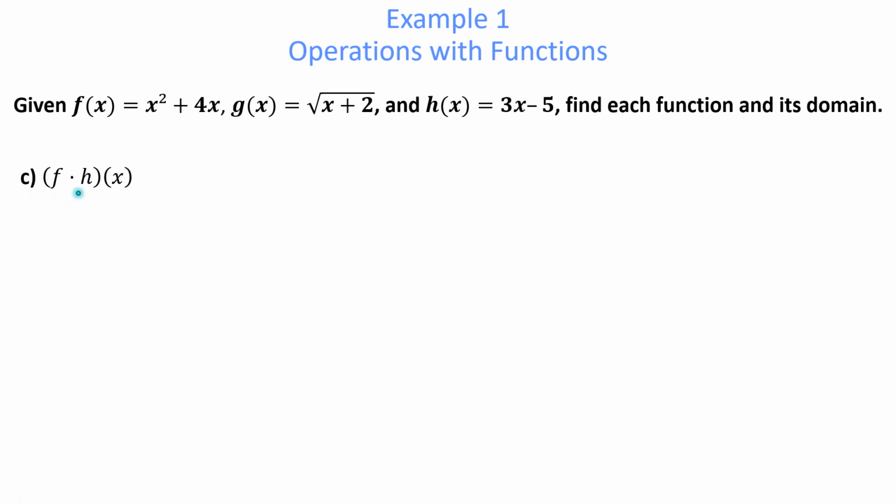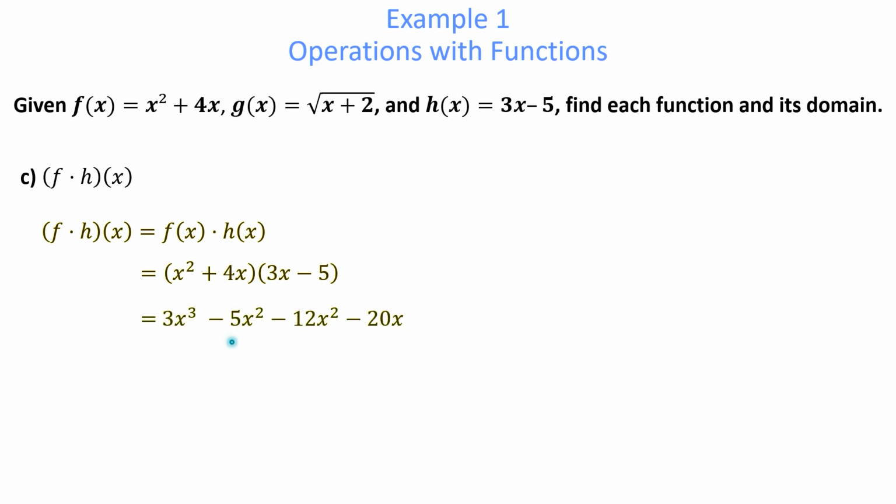Part C. The product of f and h of x is equal to f of x multiplied by h of x. F of x and h of x can be replaced with what we have here and what we have here to give us the following. And then we'll expand this bracket using the distributive property to give us the following. And when this is simplified, we get this new function for the product of f and h of x.